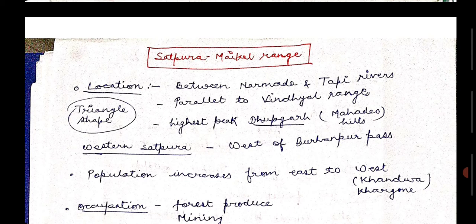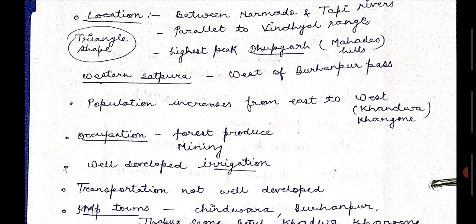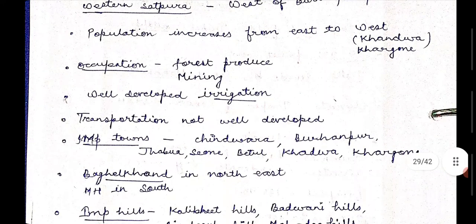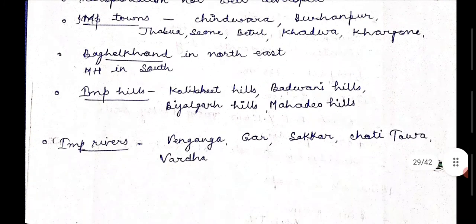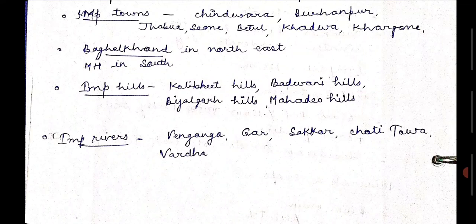Population in Satpura Maikal range increases from east to west. Irrigation well developed. Transport not well developed. Important hills of Satpura Maikal range: Badwani Hills, Bijalgarh Hills, Khandwa, Mahadev Hills, and Kali Bheet Hills. Important rivers: Venganga, Vardha, Gar, Sakkar, Choti Tawa.